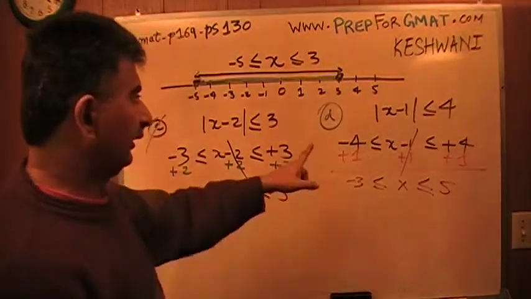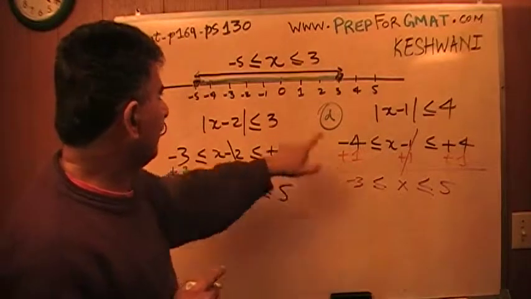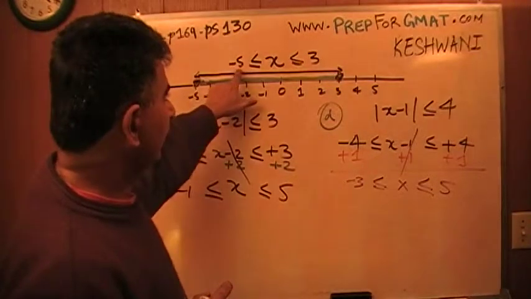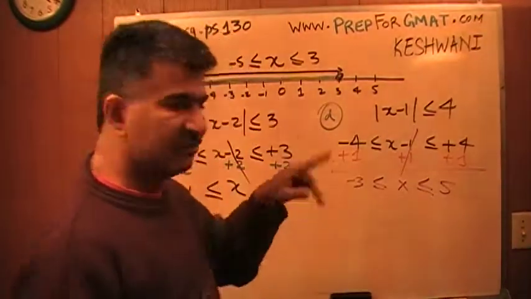This is the tricky one. The answer choice D is a tricky one. I almost fell for it. It's just the opposite. We have a negative 5 here and a positive 3 there. Here they have negative 3 on this end and positive 5 on that end. This is just the reverse.